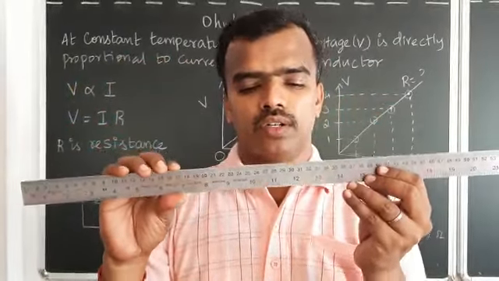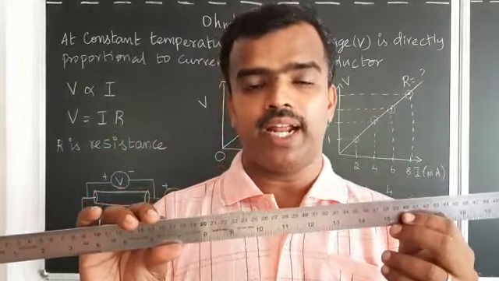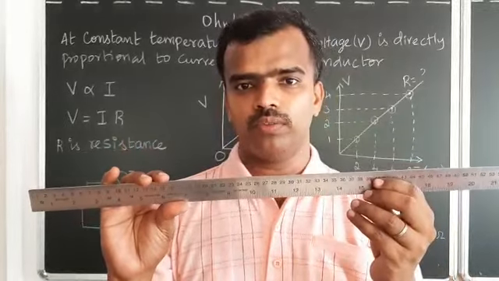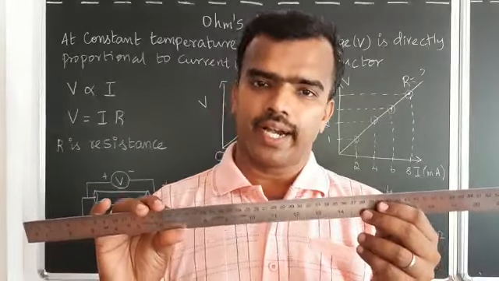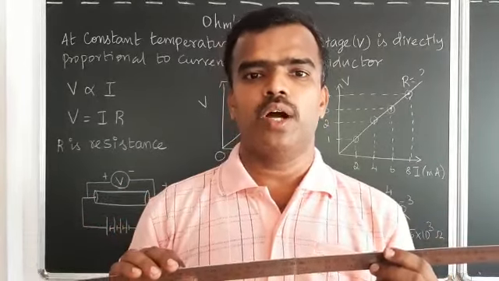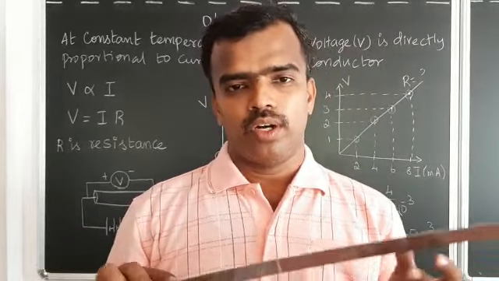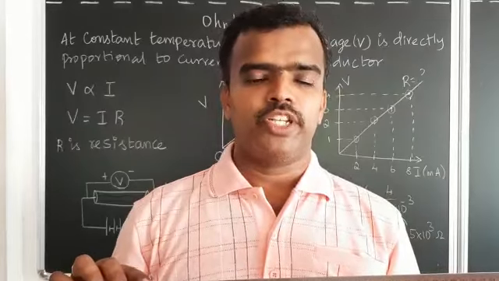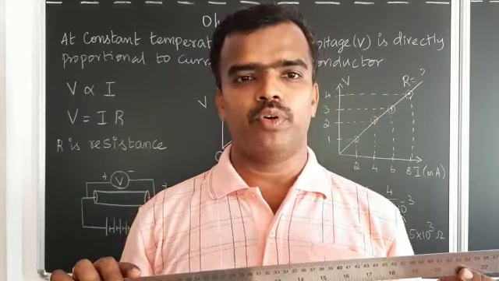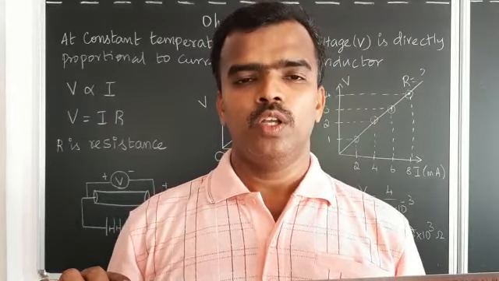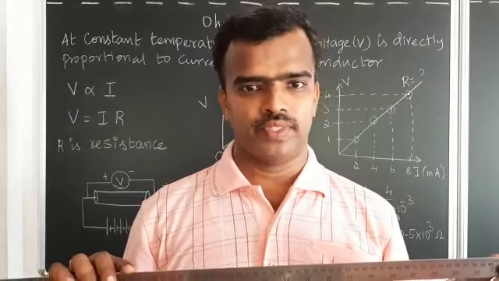Understand that at constant temperature, it's not variable temperature, at constant temperature only we are talking about now. At constant temperature the applied voltage is directly proportional to current. V is directly proportional to I. Don't confuse, V is directly proportional to I. If the proportionality is removed, in the sense we need to add one constant in physics. So V is directly proportional to I, therefore V is equal to IR. So simply remember that V is equal to IR, right?